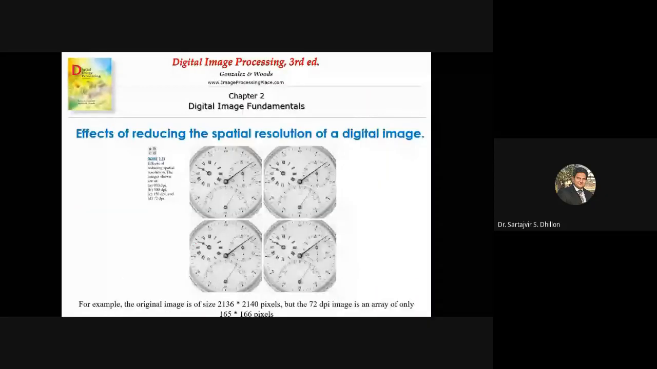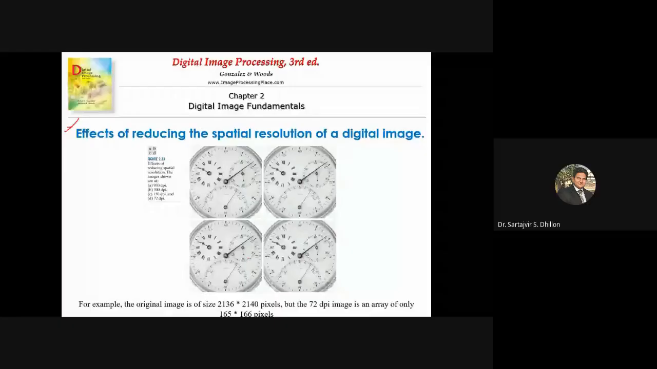Now the next topic falls under digital image fundamentals. There is a step of reducing the spatial resolution of an image. So what does spatial resolution actually mean?